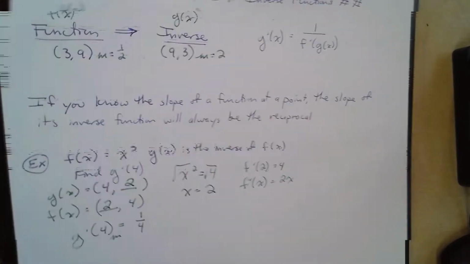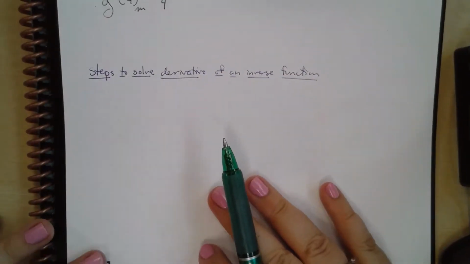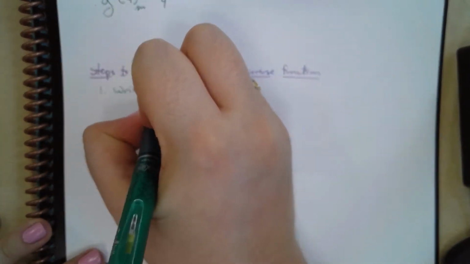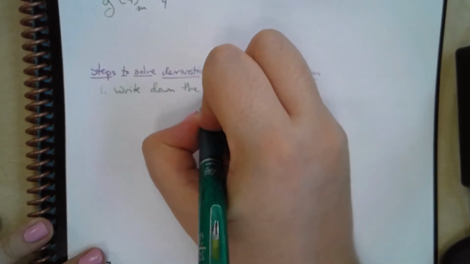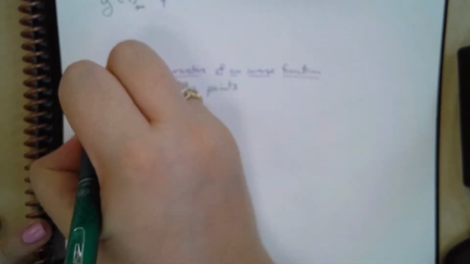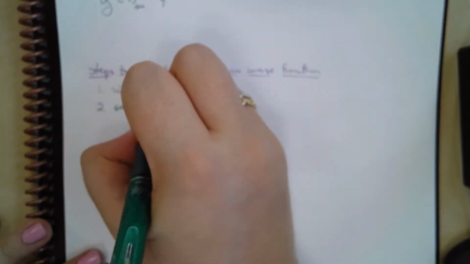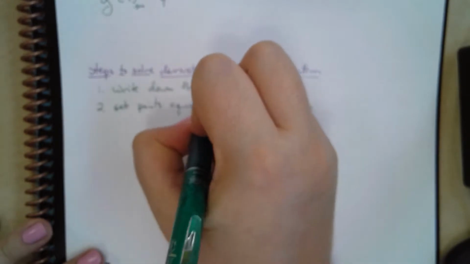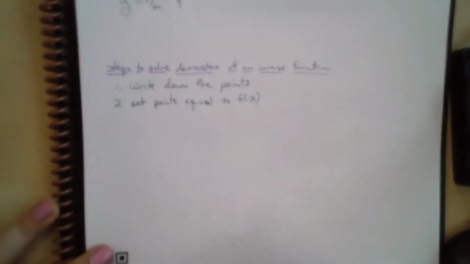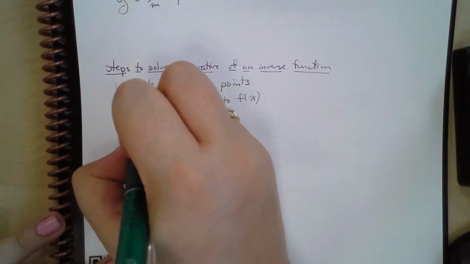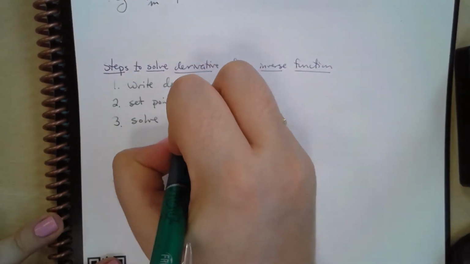So I'm going to write some steps out here. Steps to solve an inverse function. First, you're going to write down the points. I like to write down my f of x and my g of x first. Then I'm going to set the points equal to f of x. I already have my y value, hopefully, and I'm going to try to solve for that x value. Then I'm going to solve for x.